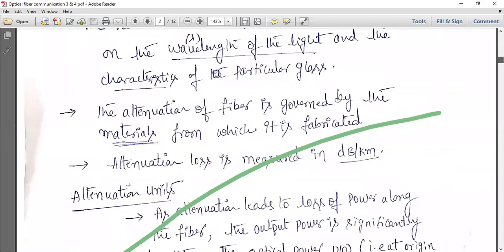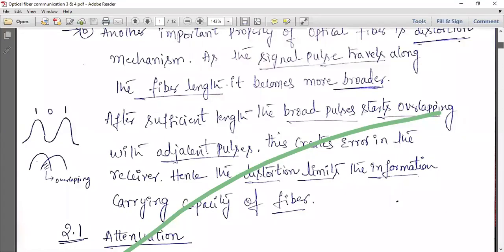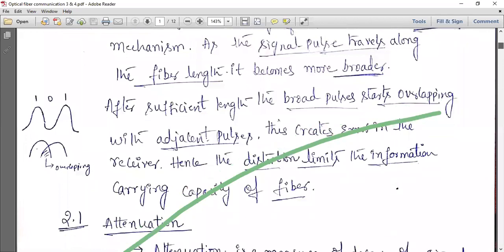Okay. So one by one we'll go. After sufficient length, the broad pulses start overlapping with adjacent pulses, because due to distortion, this creates an error in the receiver. Hence, the distortion limits the information carrying capacity of the fiber. There should be some limit for that distortion, so that only then can you send your optical signal.